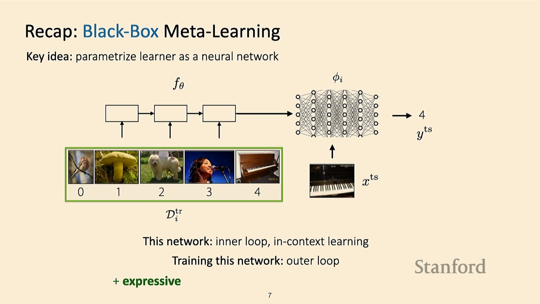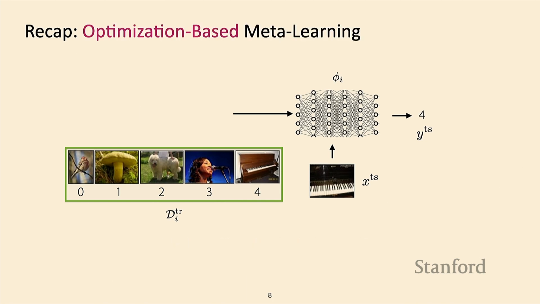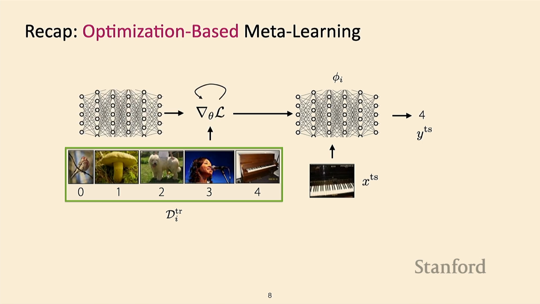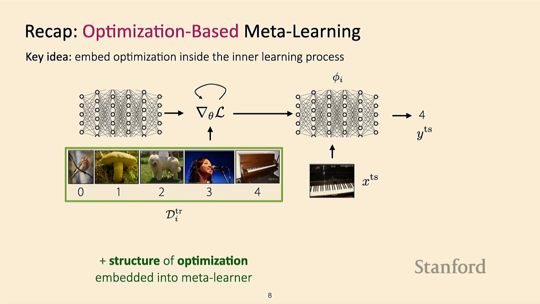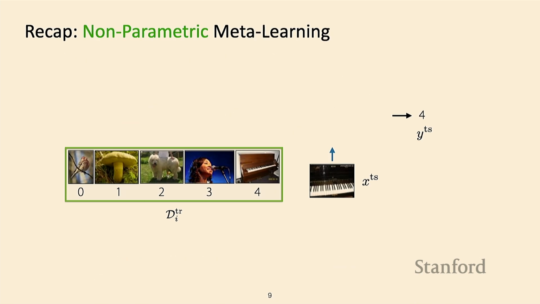The benefit of black box meta-learning is that it's very expressive. This inner loop can represent a wide range of learning procedures, but the downside is that it can be a challenging optimization problem, which you probably saw in homework 1. We've also covered optimization-based meta-learning that embeds gradient descent inside the meta-learning process. This incorporates the structure of optimization that we know and love, but it requires second-order optimization. And so in homework 2, you may have found that second-order optimization can make it slower or a little bit harder to deal with.